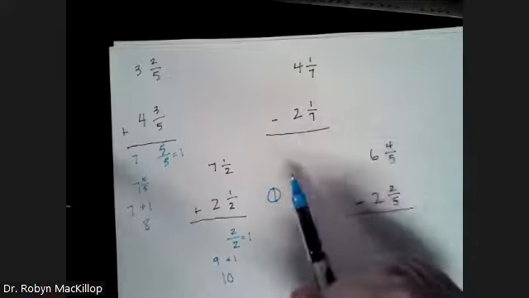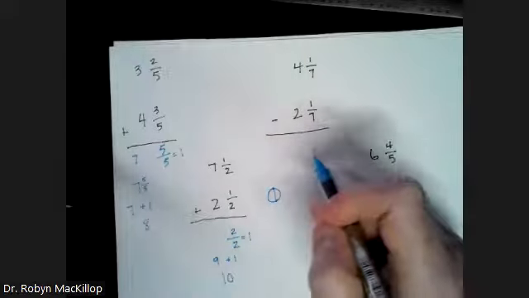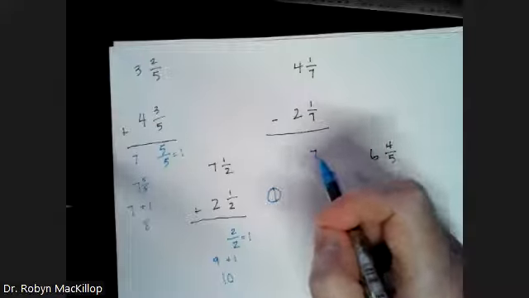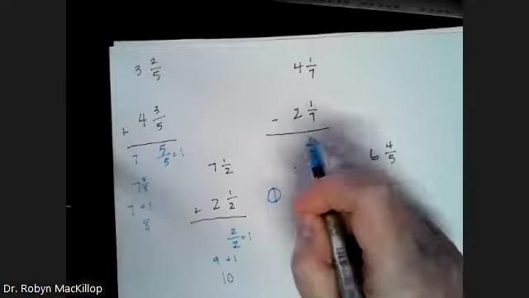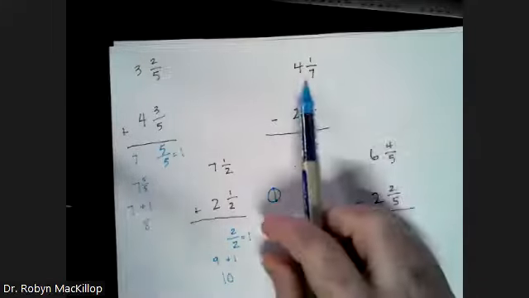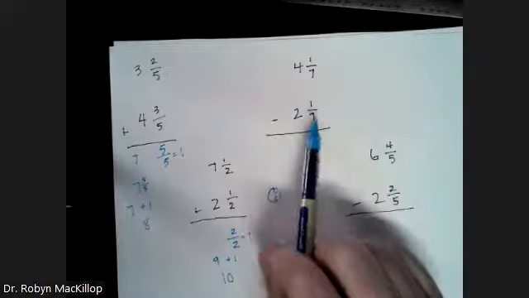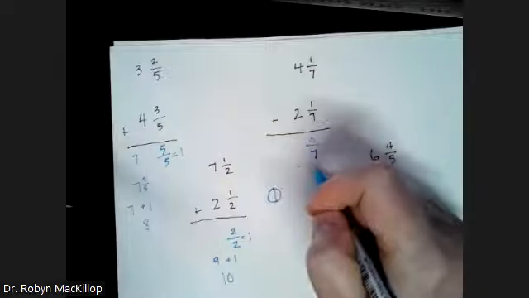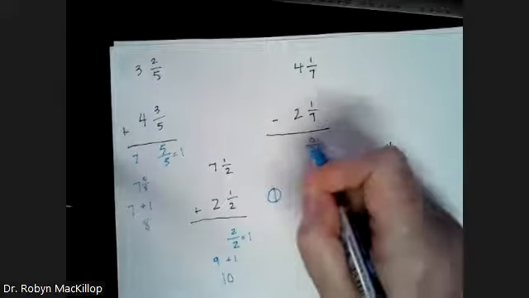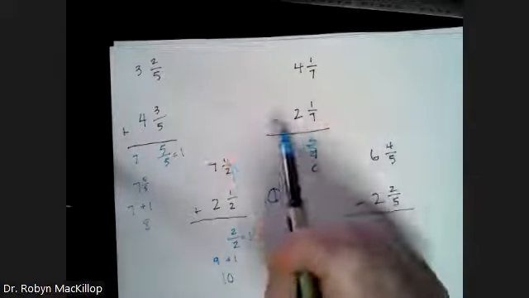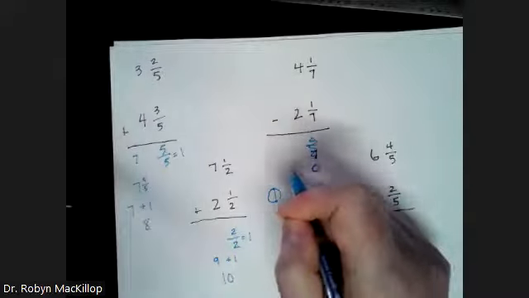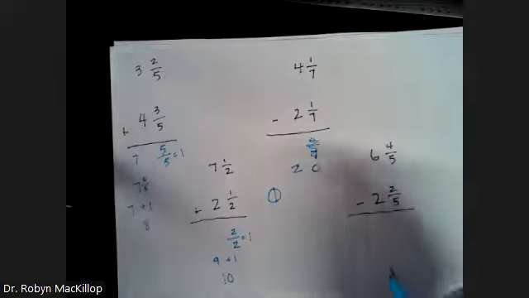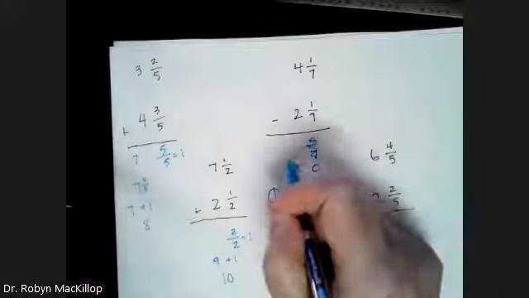Let's try this one here. We've got a denominator of 7. 1 minus 1 is 0. So look at it again. 1/7 minus 1/7, the whole thing is 0. And then you just have to deal with the whole numbers. 4 minus 2 is 2. And 2 plus 0 is 2. So your answer is just a plain old 2.